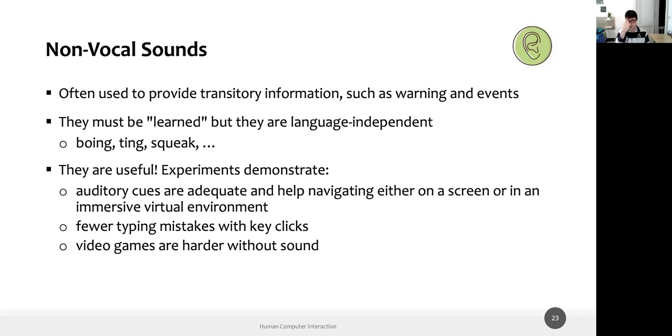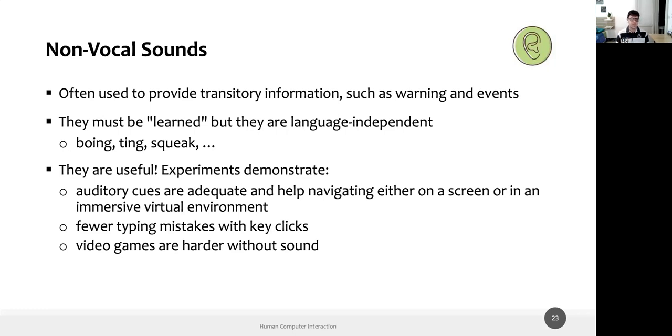But on the other side, they are language independent. So once you recognize that a boing is for some specific action that happened, you can speak English, you can speak Italian, you can be a native of any country with any language, and you recognize that the boing is related to this specific event, because it's something that you learned to recognize.